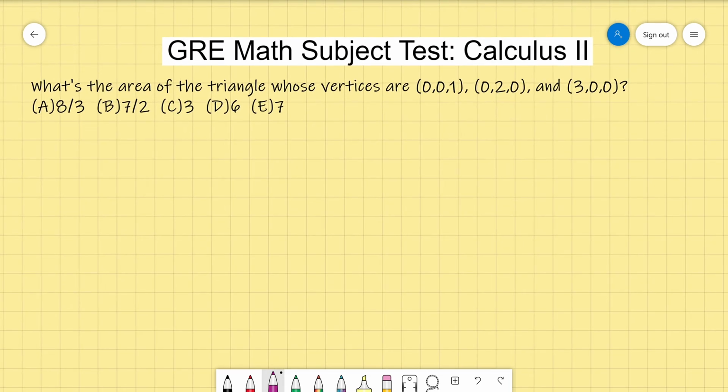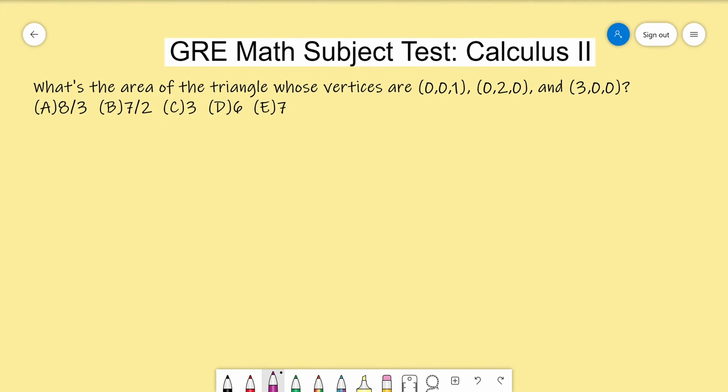So in this question we are asked to find the area of a triangle whose vertices are these 3 points, and I'll just call these point A, point B, and point C. And if you think about it, this triangle kind of looks like this.